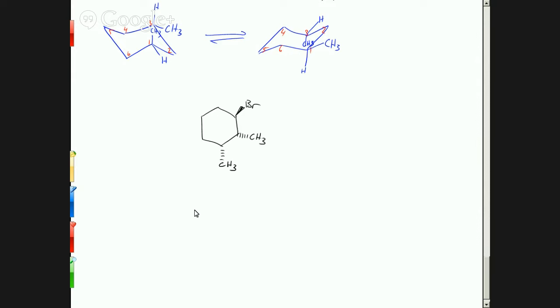Draw the 2 chair conformations for this one. Like what we did, but now with this one. So now there's a third substituent here, as you can see. That also means that we can't use cis and trans. Cis and trans only applies to 2 things. So if we needed to name this, we need some more rules that we haven't gotten to yet.